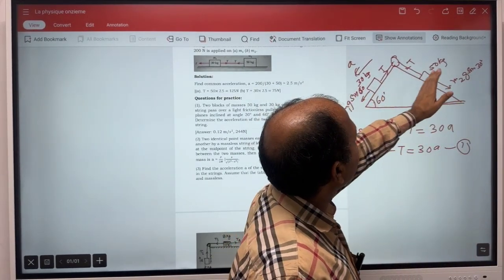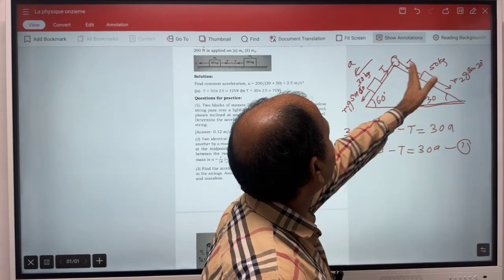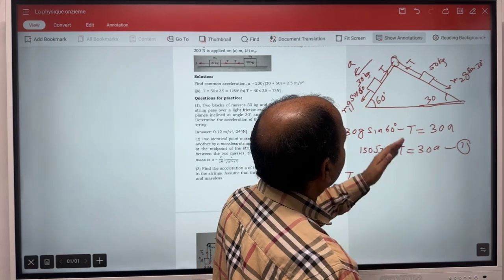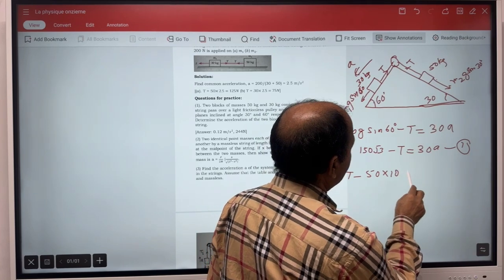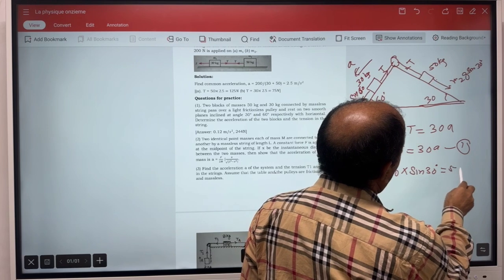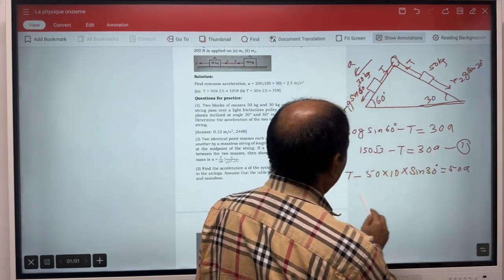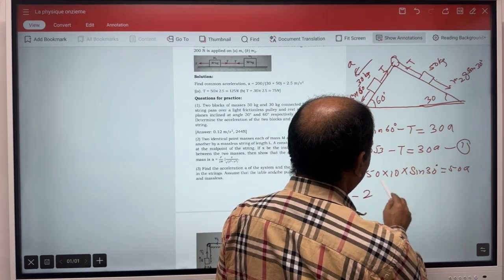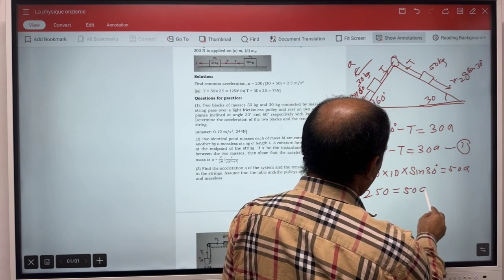And in this case, tension will be larger than m2 g sine theta because the body will move with the same acceleration in this direction. So we can write tension minus m2, which is 50, times g, which is 10, into sine 30, and we observe that the 50 kg mass is moving with acceleration a. Sine 30 is half, so this becomes 500 divided by 2, so 250, equals 50a.